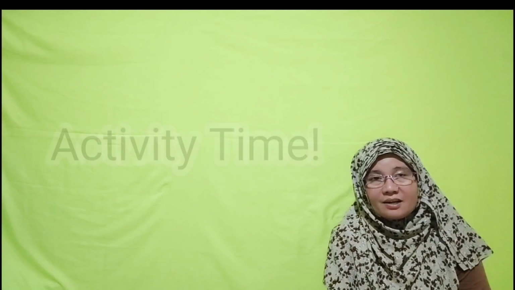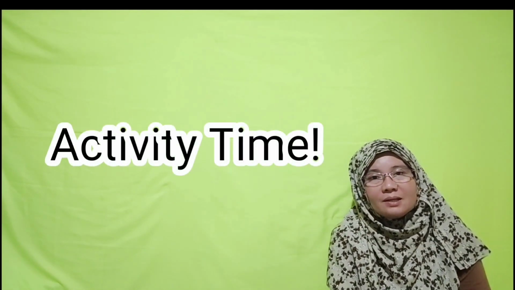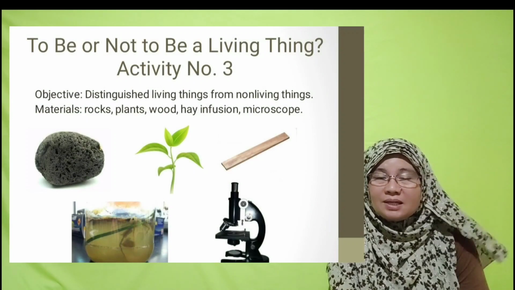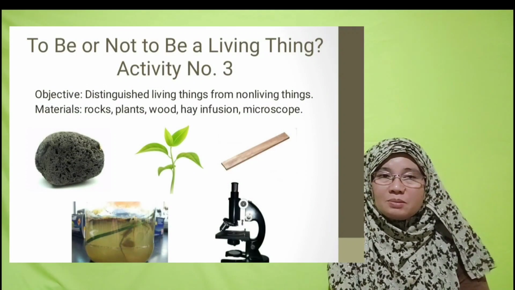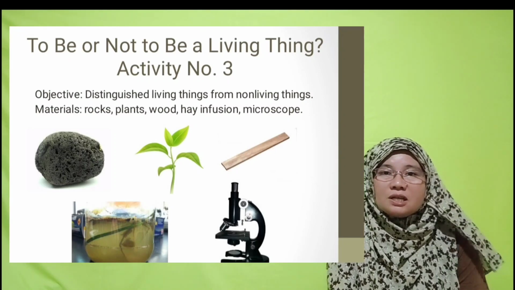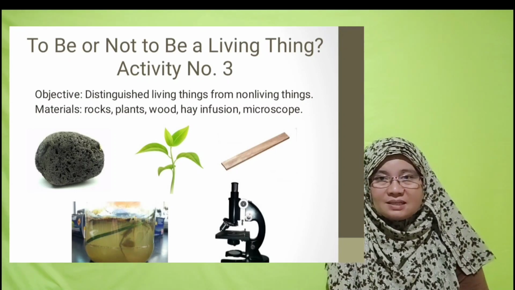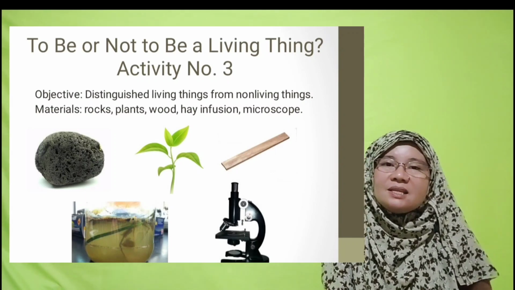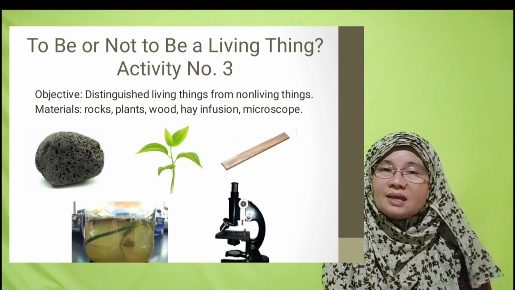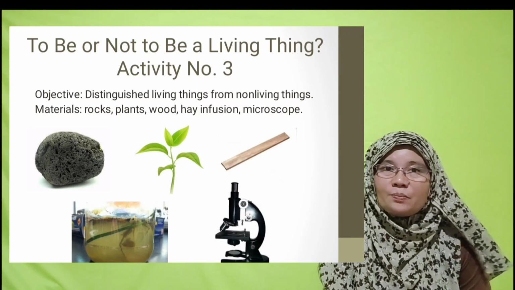That ends our lesson. This time, we will answer to be or not to be living things. This will be our activity number 3, and the objective is to distinguish living things from non-living things. Our materials needed are rocks, plants, wood, hay infusion, and microscope.